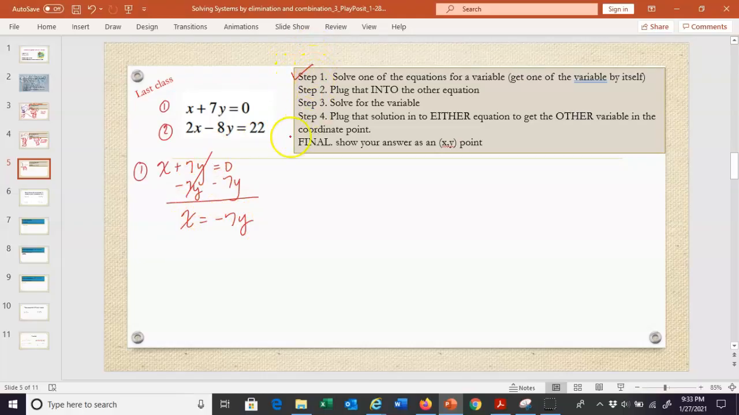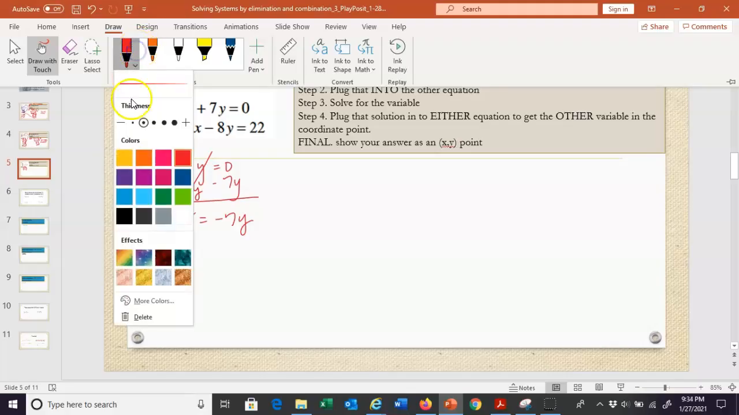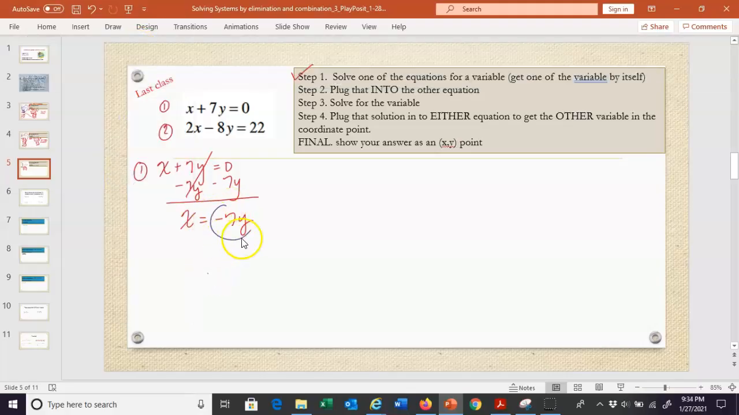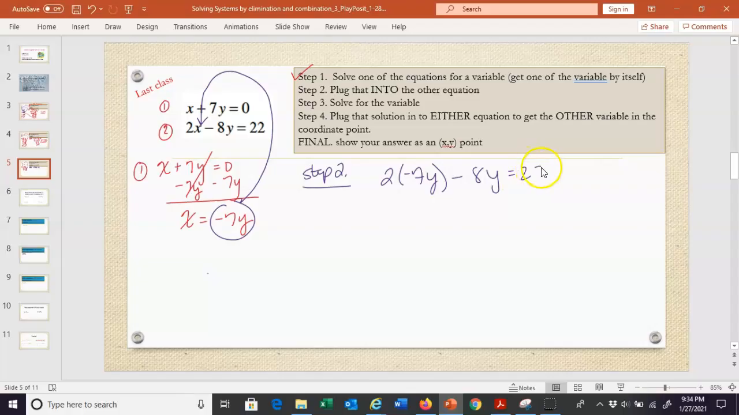Step 1 is done. We're going to take that and plug it into the other equation. So put that in for x. Whoops, the other equation. So here's step 2. 2 times negative 7y minus 8 equals 22. Step 2 is done. Step 3, go ahead and solve this. We have one variable, so we can get it by itself. So 2 times negative 7 is negative 14y.